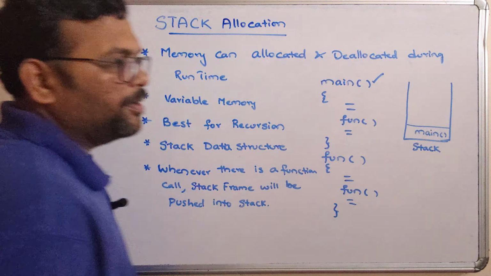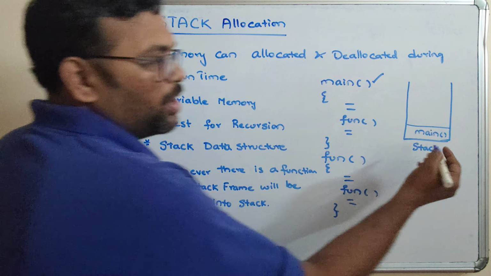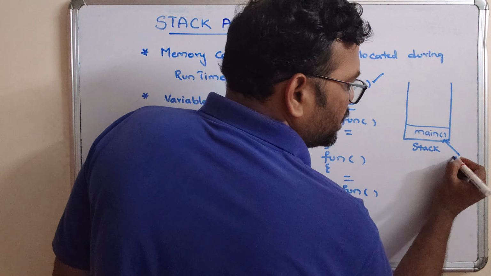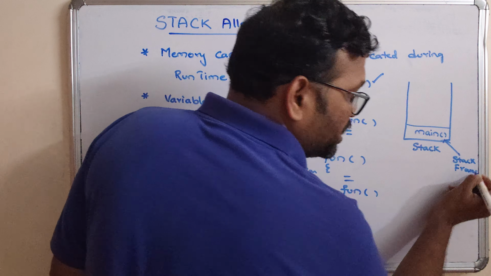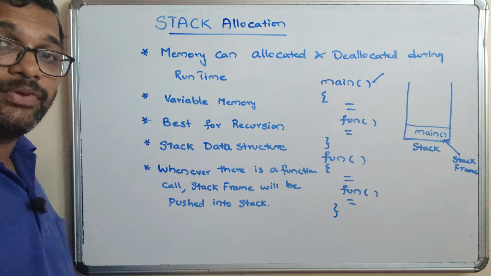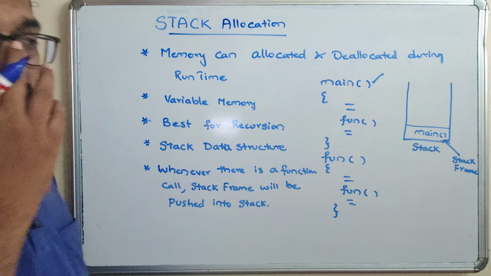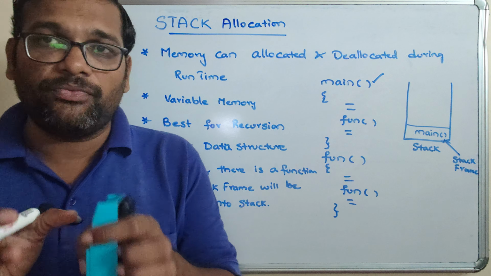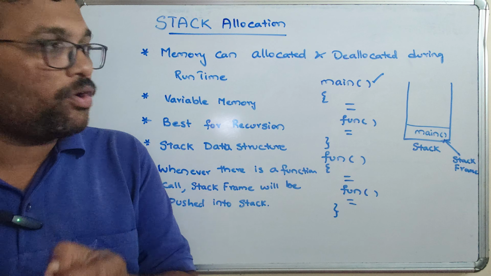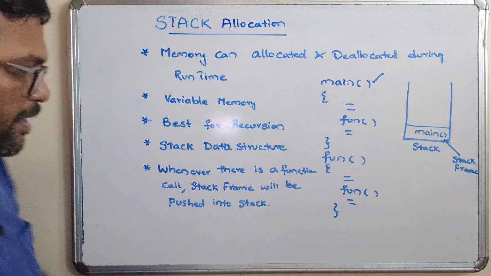This is a stack, and this is called a stack frame. Stack frame is also called an activation record. In our previous session we discussed this activation record. Whenever there is a function call, an activation record will be created and pushed into the stack.